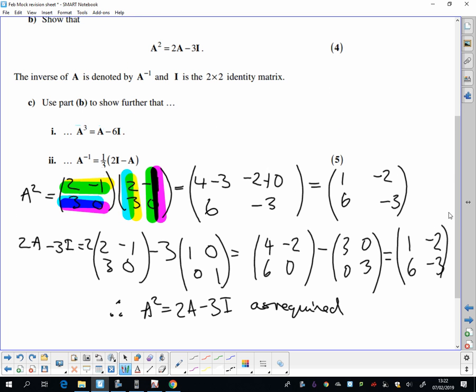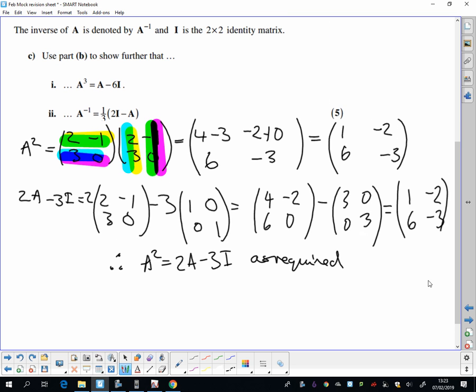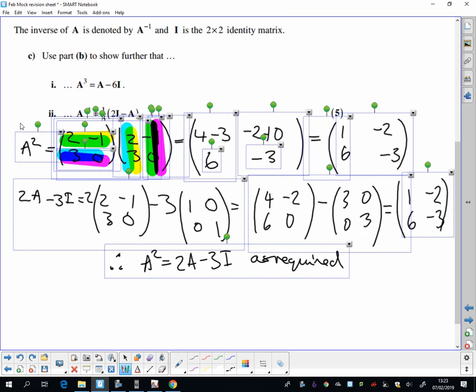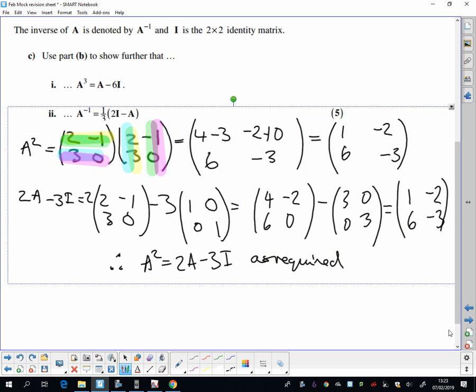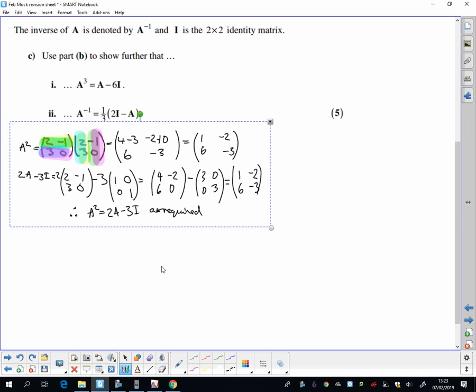Okay, now we've shown that, they are also giving us some information. So the inverse is A to the -1, and I was the identity. Now they want us to use part B to show 2 more proofs going on here. So we're not going to need to work all these out. We can now use what we know about matrix multiplication to work these out.